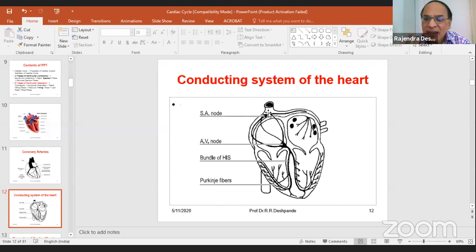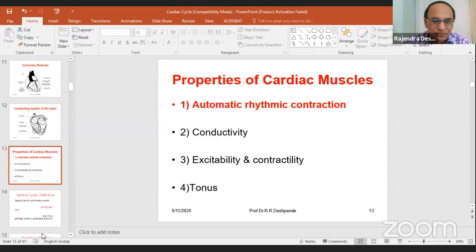What is meant by cycle? The same things coming again and again and again, that is called a cycle. So cycle always indicates repetitive action in a coordinated and rhythmic manner. But the basic reason for the cardiac cycle is the conducting system. Another important point, we are going to discuss further. This is the property: the heart has automatic rhythmic contraction.